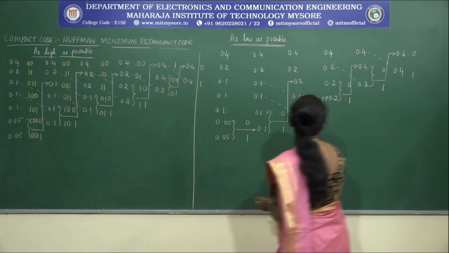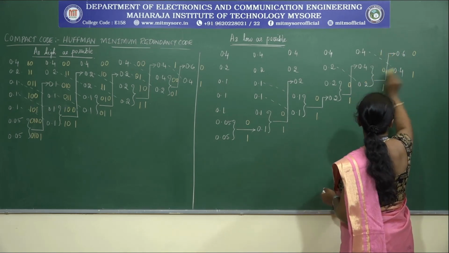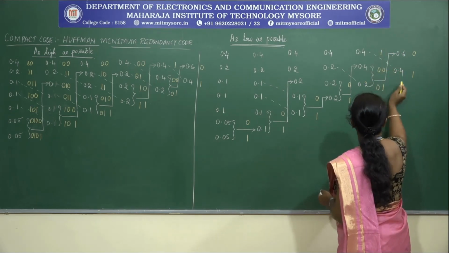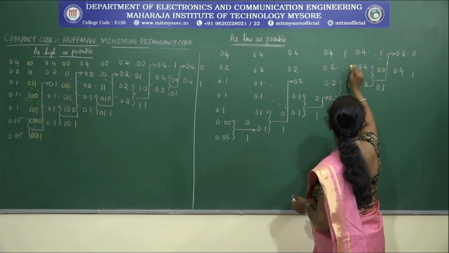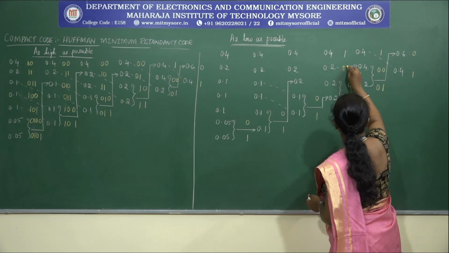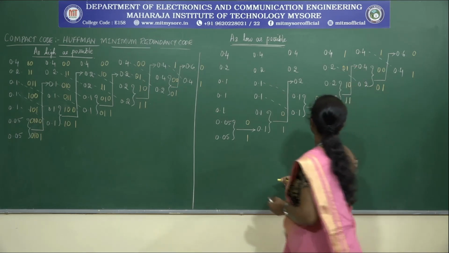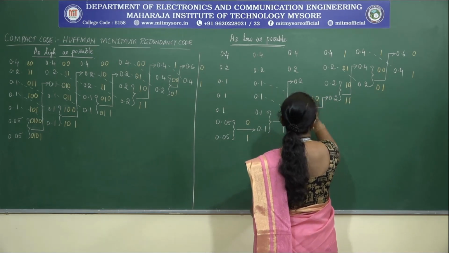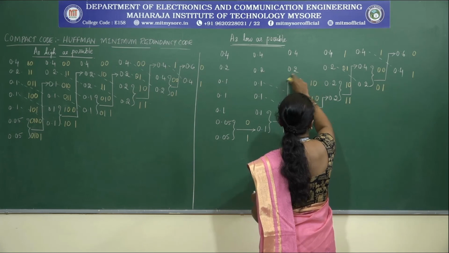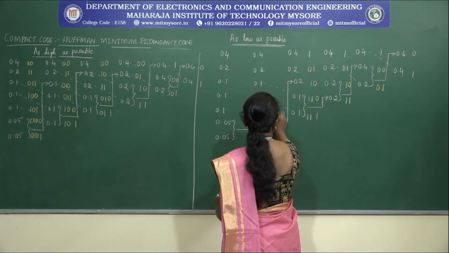Now the value of 0.4 is 1. What about this? It is 0 0. Then 0.4 is 1. What is 0.2? It is 0 1. What about this? It is 1 1. Similarly for this, it is 1 1 1 1. 0.2 is 1 0. 0.2 is 0 1. 0.4 is 1. So for this we have 1 0 1 0.